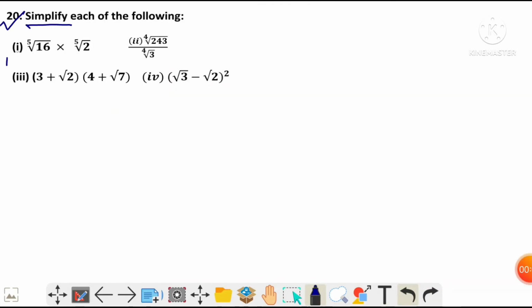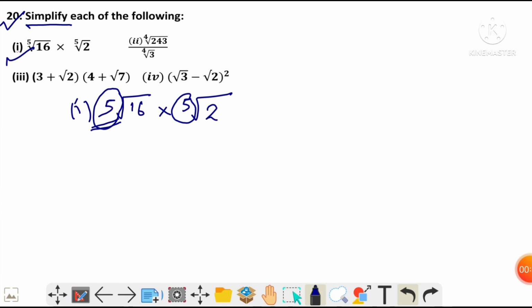Question number 20 is the last question of exercise 1b. We have to simplify. Number 1 is fifth root of 16 into fifth root of 2. See the roots. Both the roots are similar roots, that is fifth roots. So we can make one root for both the numbers. These are same, so make it one root, that is fifth root. And under the fifth root, write the numbers which are inside the root, that is 16 and 2.